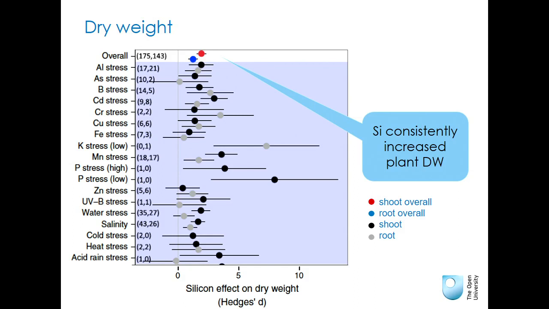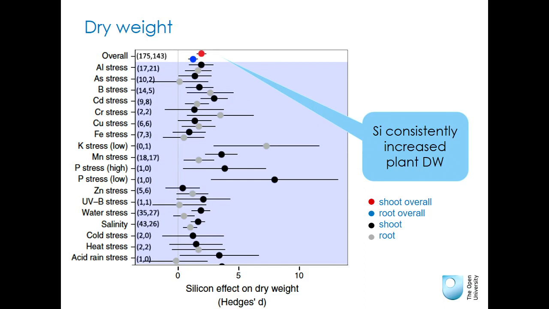Here we can see the red is the shoots and the blue is the roots. When you add silicon to stressed plants, across all studies, and we had 175 replicates for shoots and 143 for the roots, there's this positive increase in root biomass.